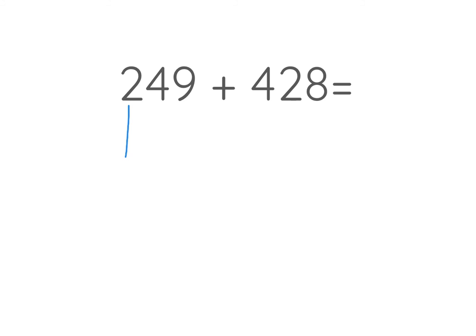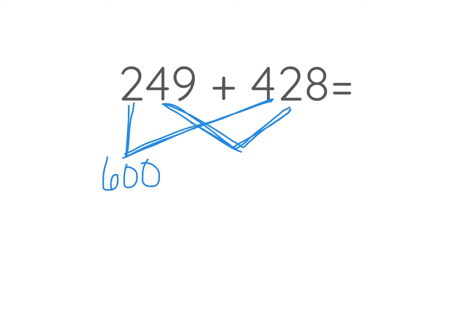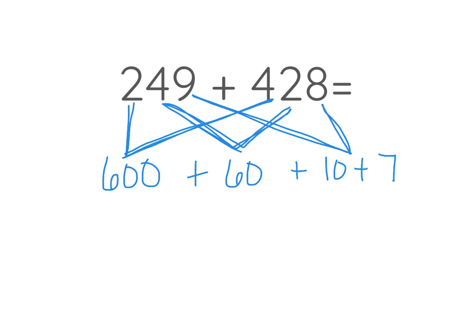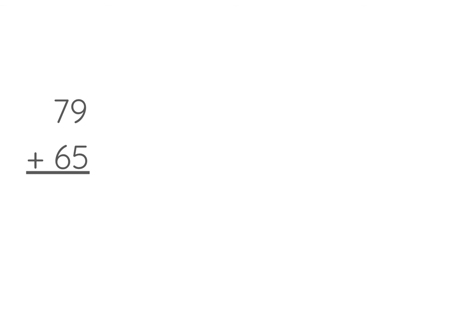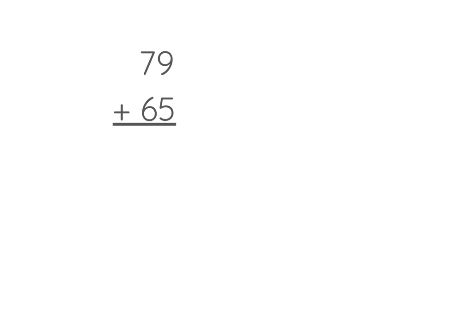So combine your hundreds with your hundreds. 200 plus 400, call them hundreds, is 600. 40 plus 20, call them tens, is 60. And 9 plus 8, well, when I say 9 plus 8, I think 10 plus 7. Combine those like terms into 70, 677. Great job.